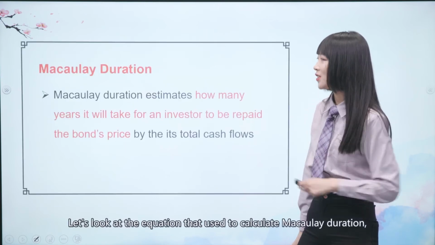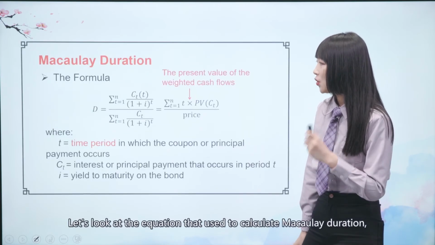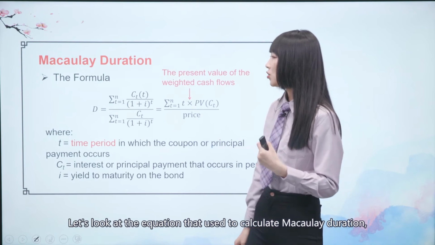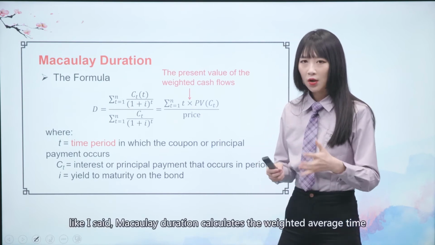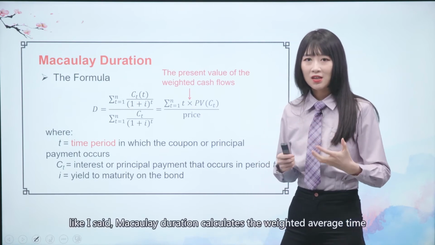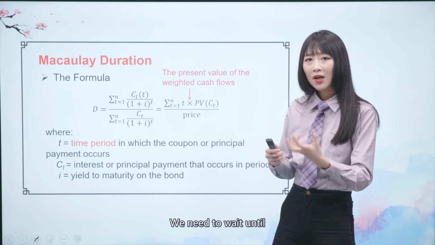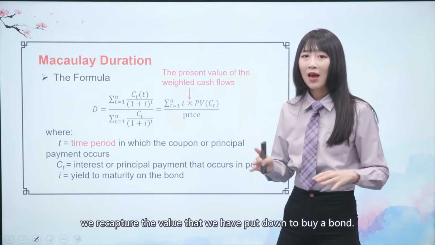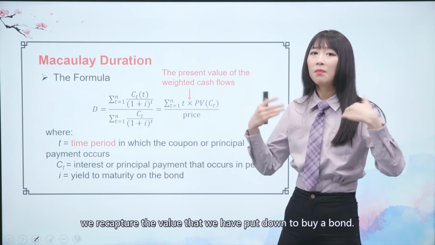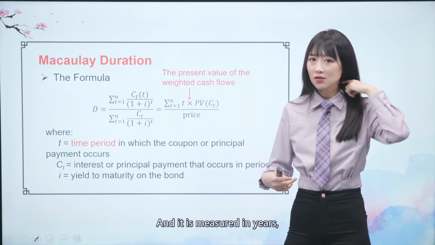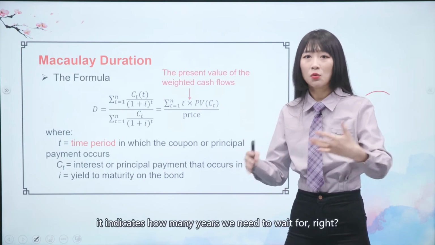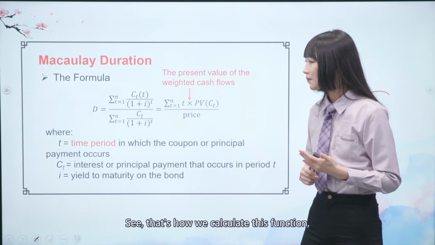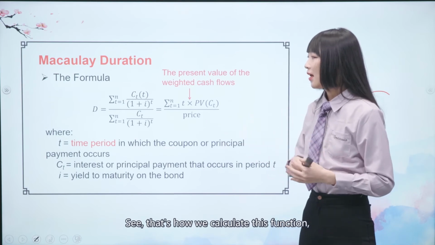Let's look at the equation used to calculate Macaulay duration. Like I said, Macaulay duration calculates the weighted average time we need to wait until we recapture the value that we have put down to buy a bond. And it is measured in years. It indicates how many years we need to wait, right? See, that's how we calculate this function.